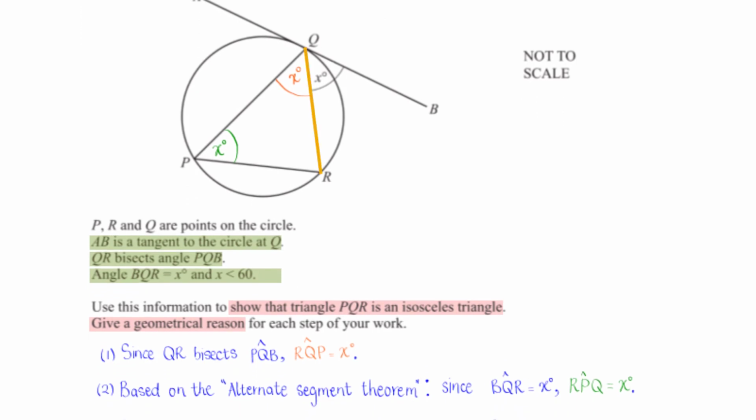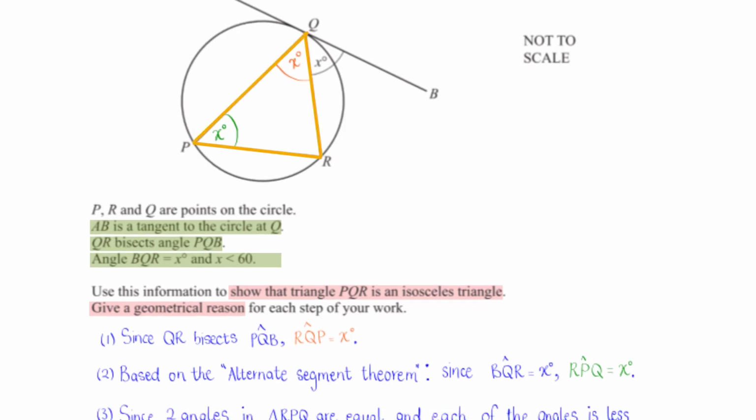So we know that QR bisects angle PQB, and so if angle RQB equals x degrees, then angle PQR is also equal to x degrees. Based on the alternate segment theorem, since angle BQR has been given as x degrees, then angle RPQ is also equal to x degrees. So since we know two angles in triangle RPQ and both of these angles are equal and less than 60 degrees, then it means that triangle RPQ is an isosceles triangle.